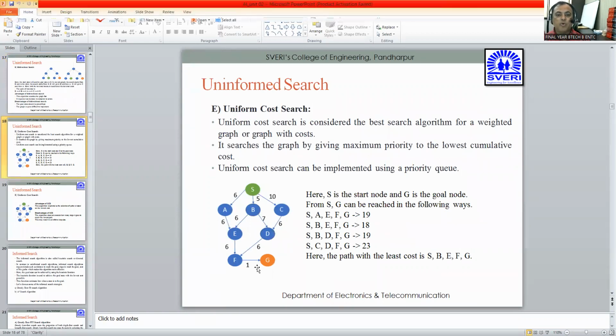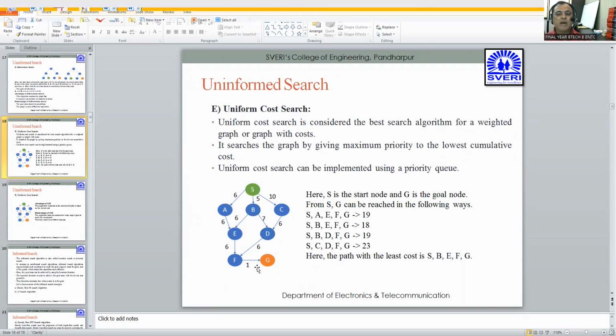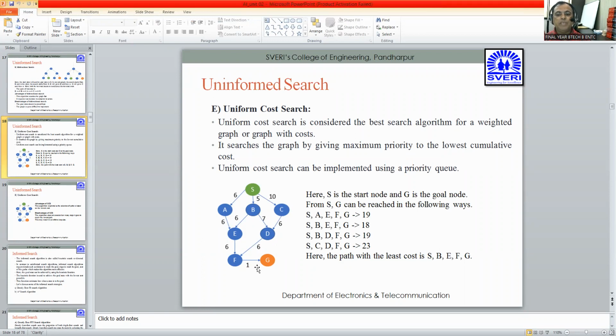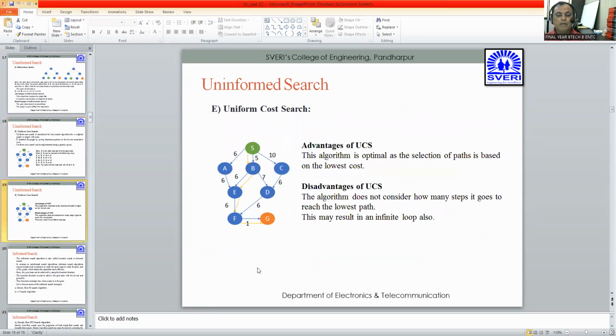In case of uniform cost search, if you look at the algorithm, it is a search algorithm for the weighted graph. There are 4 paths: SAEF, SBEF, SCDFG. If you calculate the weight, you will come to know that S, B, E, F, and G has the lesser weight, which is equal to 18. Hence the path of least cost will be S, B, E, F, G. Advantages: based on low cost. Disadvantages: it goes to reach the lowest path and it may have an infinite loop.